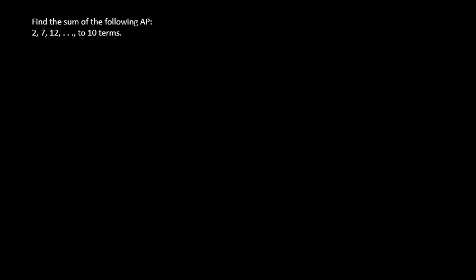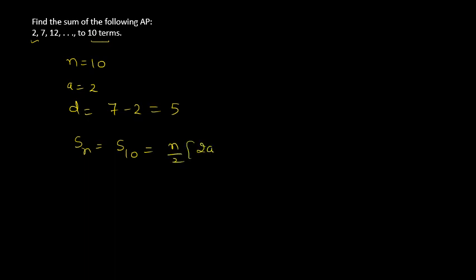In this question, find the sum of the following AP. How many terms are given? 10 terms. Then what is the first term? 2. d is the common difference, second minus first term, that is 5. So what is the formula of summation? Sn, which is S10, is n by 2, 2a plus (n minus 1) into d. Correct? This is the formula.